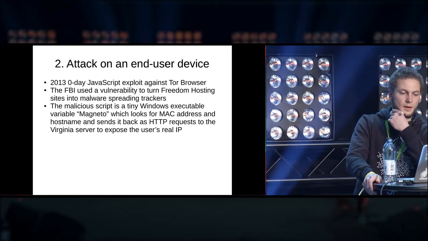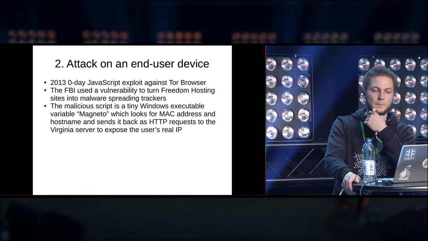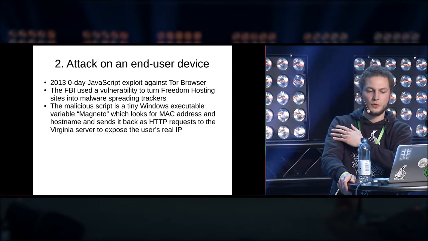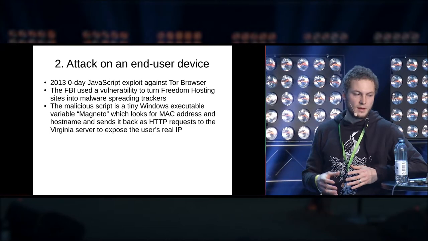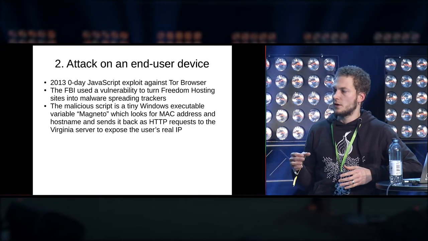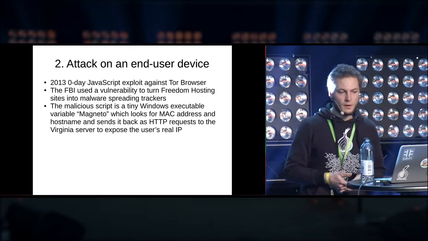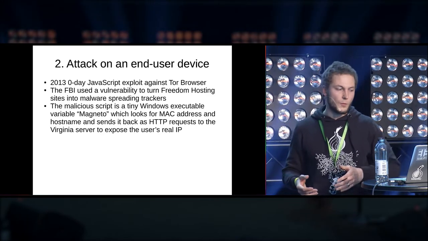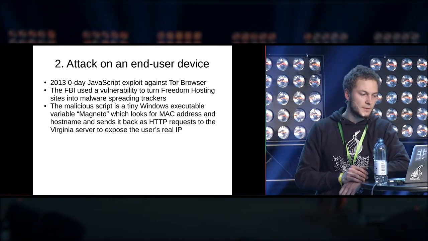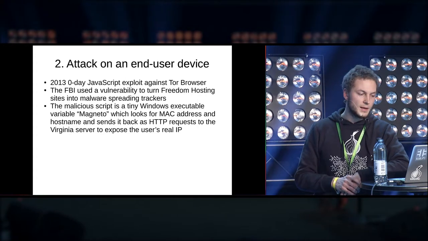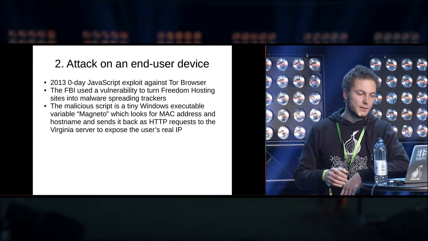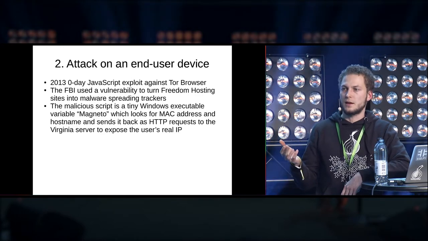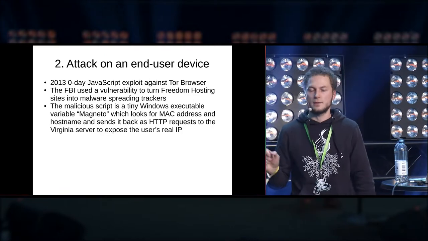In 2013, there was this malware script that the FBI installed on a hosting service that was hosting hundreds of Onion sites. The FBI took over the whole hosting system and after that injected this malware into every single Onion site there. And this JavaScript malware, if you have JavaScript enabled in your Tor browser, and you are running it on Windows, then it executes this piece of script and calls home. So basically, the script sends the MAC address, host name, and of course your real IP address to FBI servers. And after that, they know that you are the one who is clicking this Onion site.